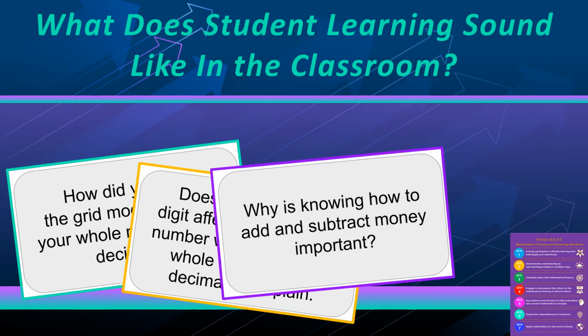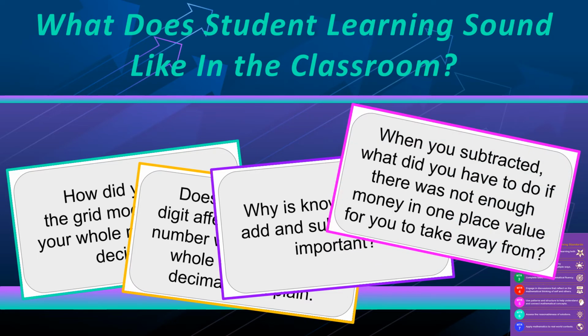Why is knowing how to add and subtract money important? This is so big. We want them to know why it's important that they're learning what they're learning. And this also gets into those 1- and 2-step word problems that are real world. And then when you subtracted, what did you have to do if there was not enough money in one place value for you to take from? That's really getting into that regrouping and renaming language, but having them explain the steps and understand the steps, not just a procedure.